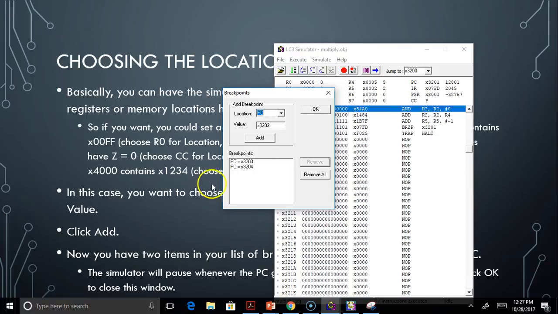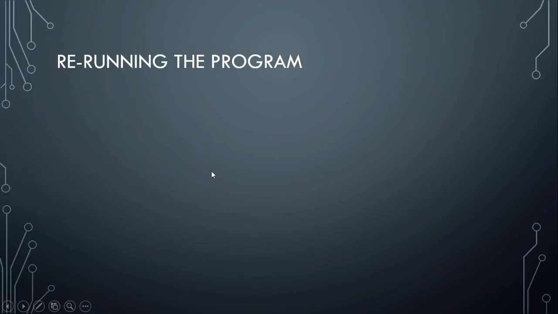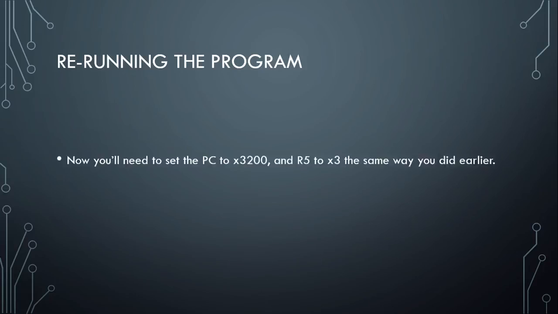If you have extra breakpoints in here, you could just click remove, like I did. These are the two that work. Remember, this is the one that has the halt command. This is the one that has the branch instruction. So let's go ahead and work on rerunning our program.